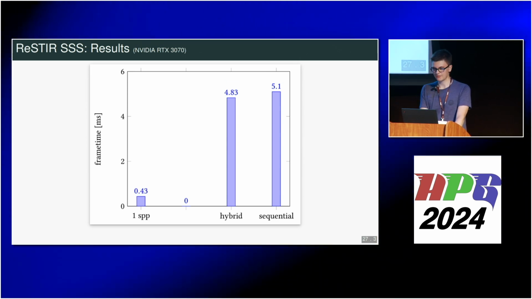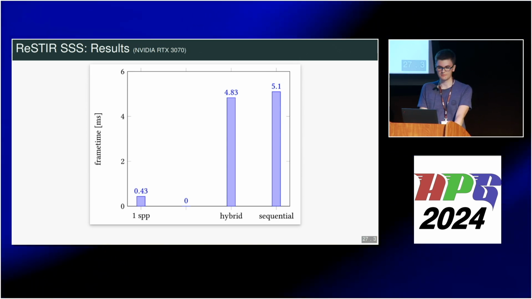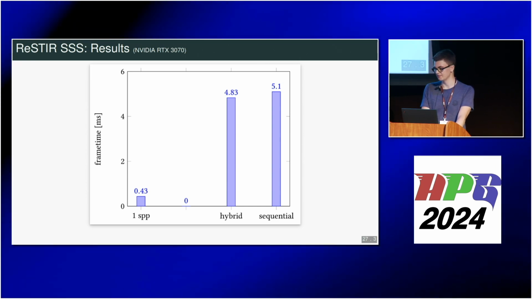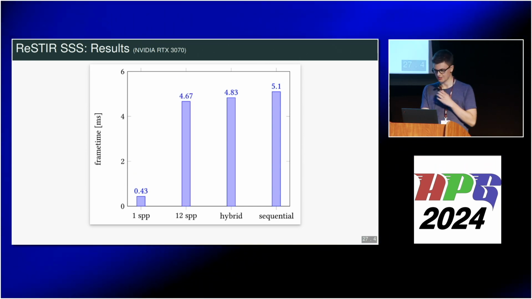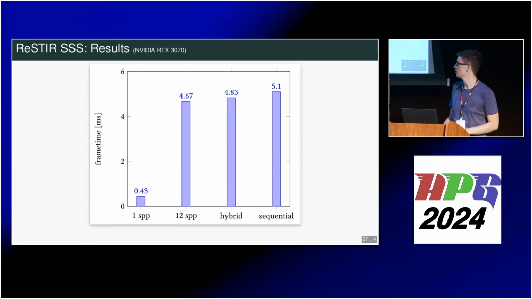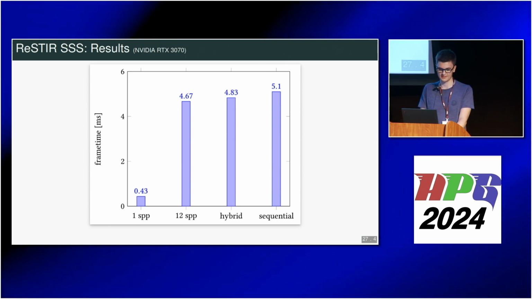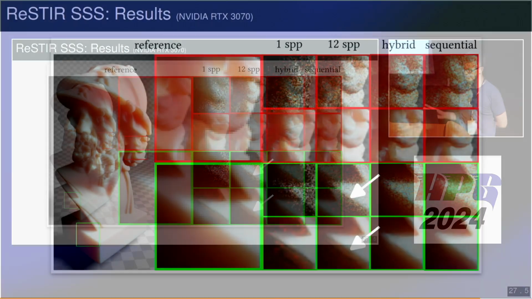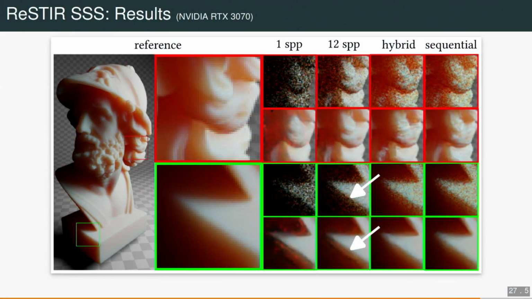So when comparing these frame times with the standard path tracer, we can see that the standard path tracer is significantly faster. So instead, let's take a look at an equal time comparison with 12 samples per pixel. So here you can see that the path tracer works really well in these illuminated regions where direct illumination dominates and there's nearly no noise left. However, it still struggles to find these long subsurface scattering paths.